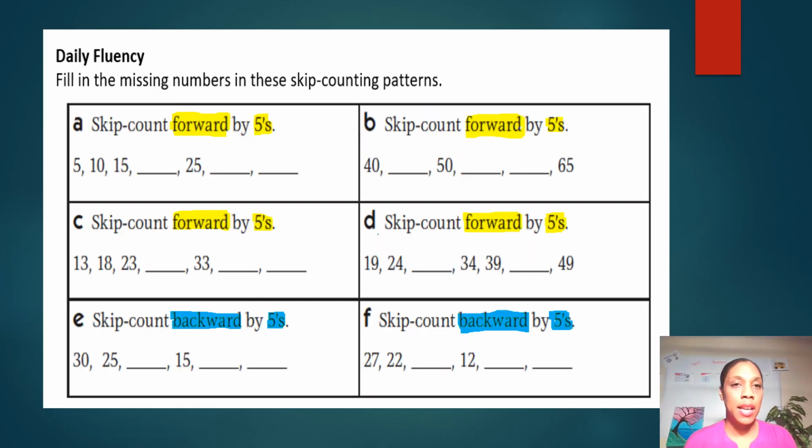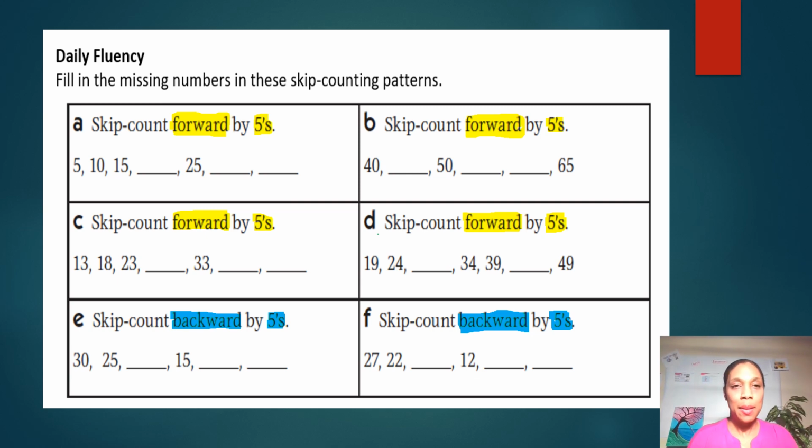Now it's time for our daily fluency. Fill in the missing numbers in these skip counting patterns. I've already highlighted some things that are important in each one. What I've highlighted in yellow shows that I'm going to be counting up or forward. When I count up or forward, I'm going to increase the number. The number is getting bigger and bigger.